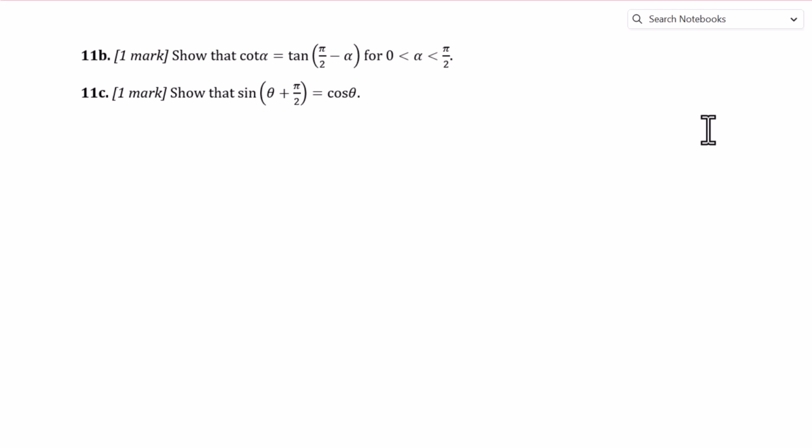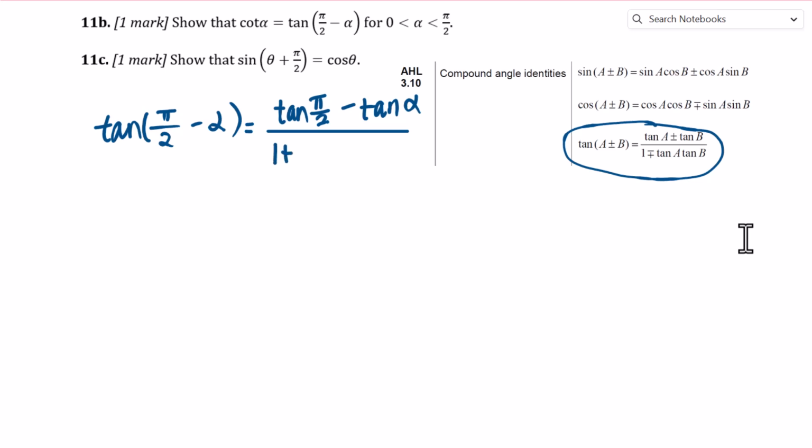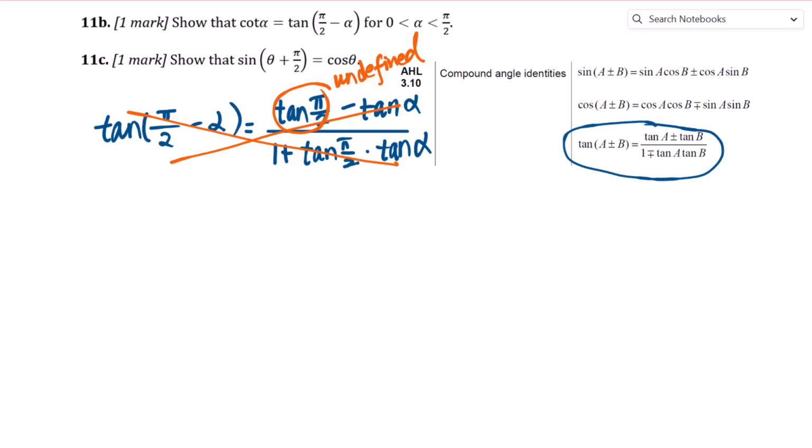Show that cotangent alpha equals tangent pi over 2 minus alpha for alpha greater than 0 less than pi over 2. Tangent pi over 2 minus alpha, you will get tangent pi over 2 minus tangent alpha over 1 plus tangent pi over 2 times tangent alpha. We know tangent pi over 2 is undefined. In other words, we cannot use this formula to prove this identity.